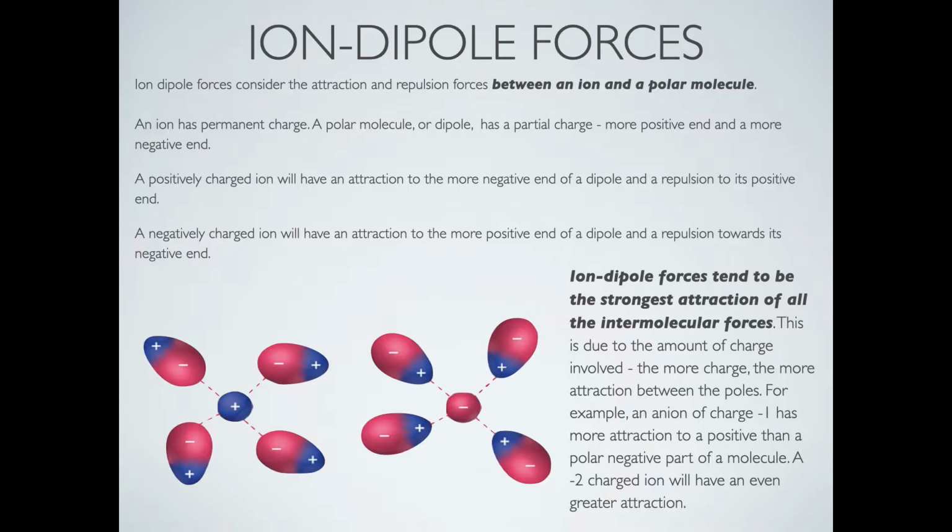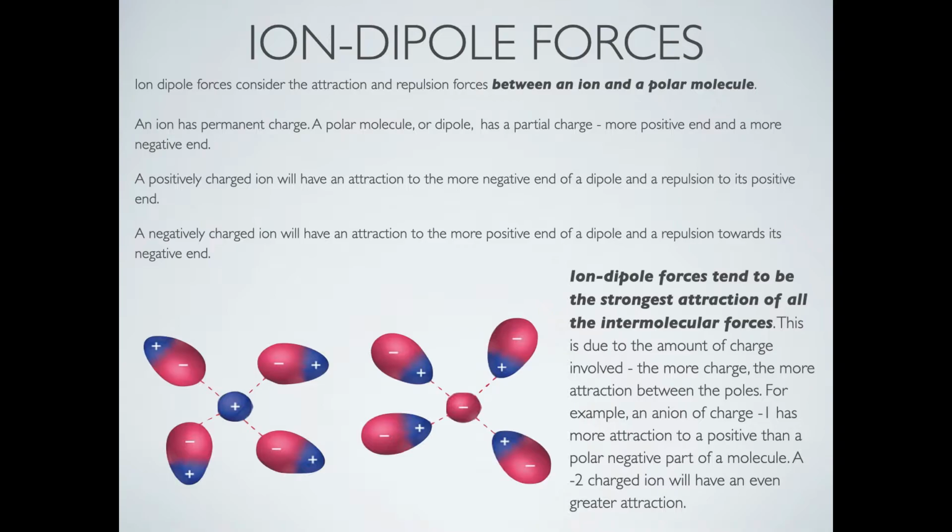Okay, so as I was just saying before, ion dipole forces are the strongest of all intermolecular forces, and this is due to the amount of charge that's involved. The more charge, the more attraction. So when we've got a definite permanent charge like in an ion, that's a lot stronger than those partial charges in a polar molecule. So when we're involving an ion, it's much stronger because there's more charge there.